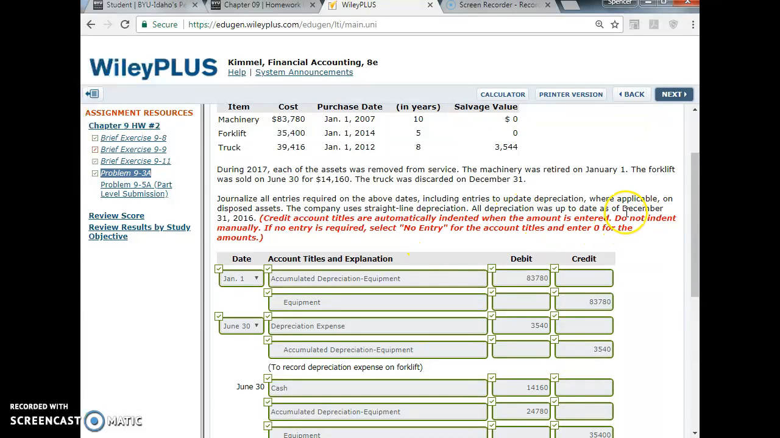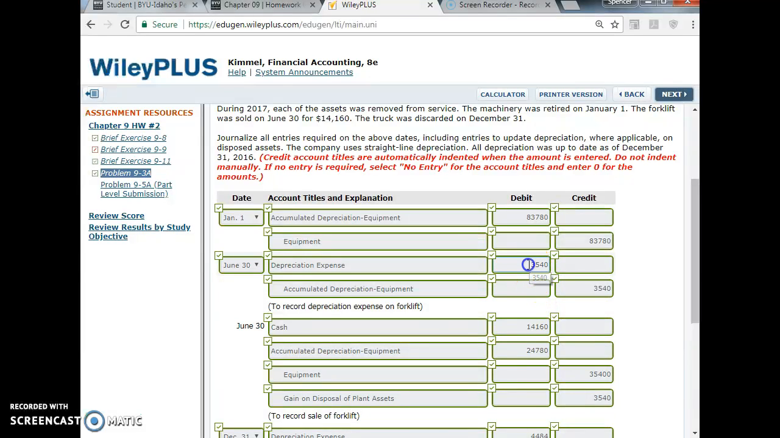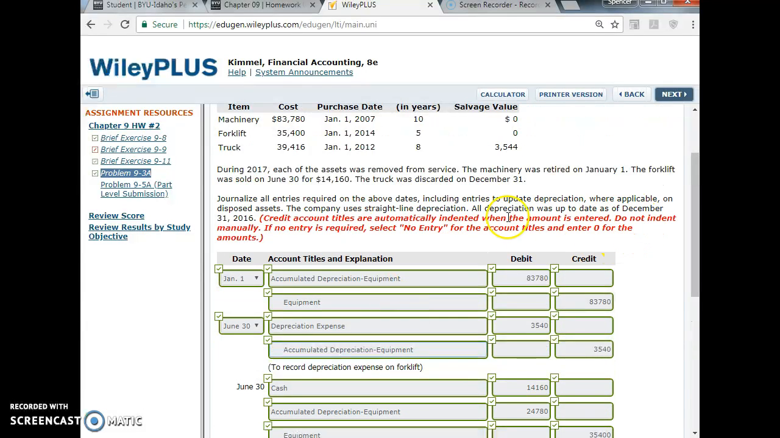From when they last updated it on December 31st, 2016 to when it was sold on June 30th, 2017, that's been 6 months, so we have to do half of that. So 7,080 divided by 2 to give us 6 months is $3,540. That's what we put in right here, and that's the depreciation expense from December 31st, 2016 to when it was sold on June 30th, 2017.